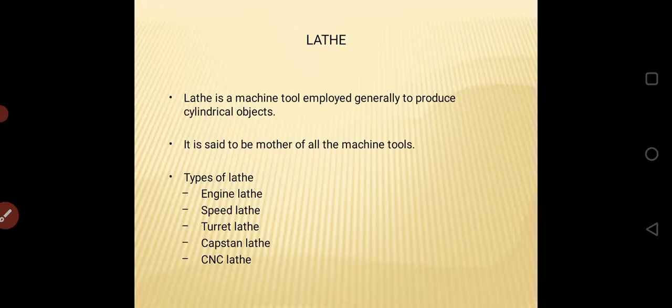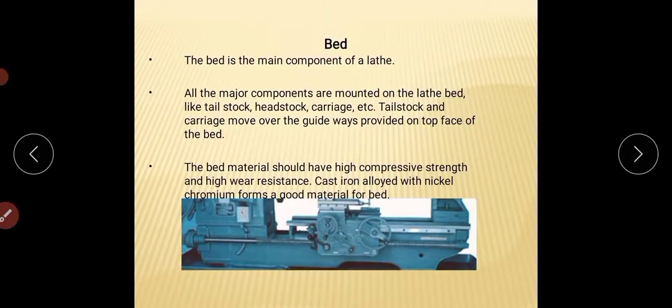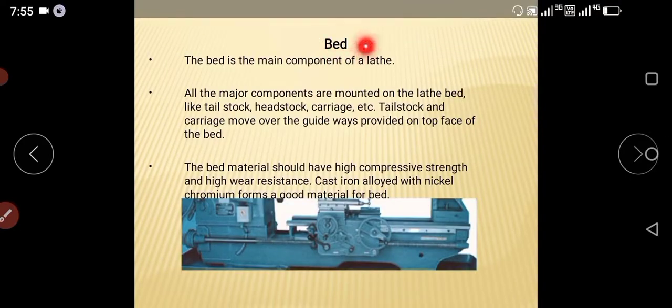The different types of lathe machine are engine lathe, speed lathe, turret lathe, capstan lathe and CNC lathe. So let us discuss the major parts of lathe and their function. The first part is bed.